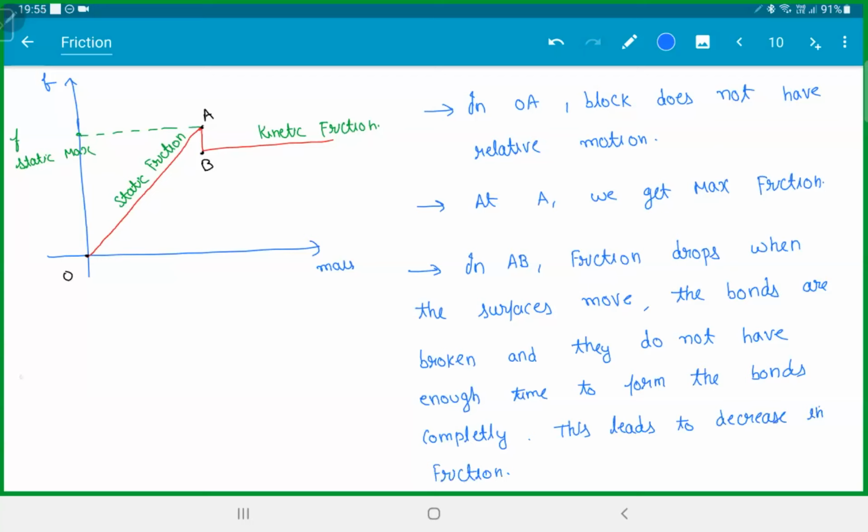And once you cross B, after B, the block's friction becomes constant. Friction is constant. It does not change anymore. You have reached a maximum value. We call this thing kinetic friction. Please have a look at this picture.